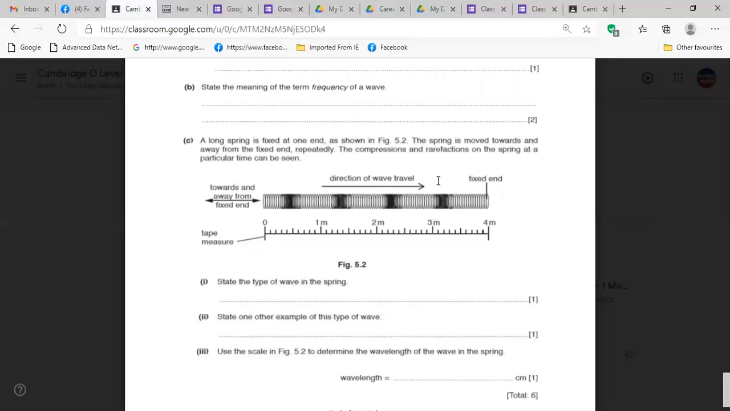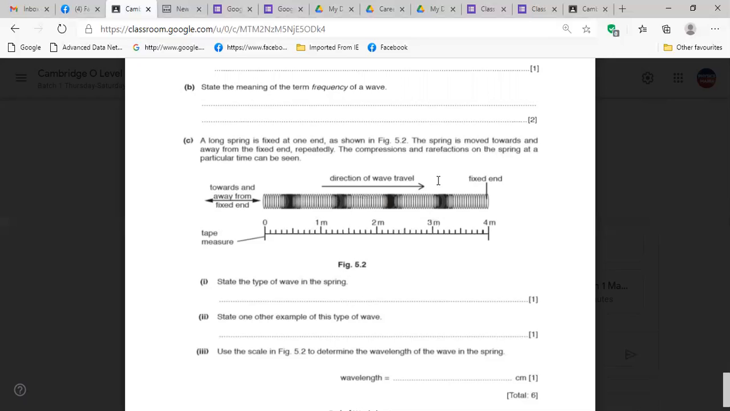So we understand now what is longitudinal and what is transverse. The next one: state one other example of this type of wave. Sound waves. Excellent, wonderful. Then part three: use the scale in figure 5.2 to determine the wavelength of the wave in the spring.